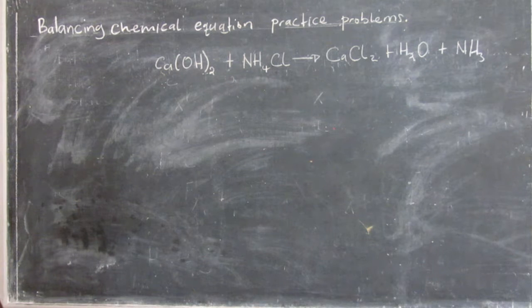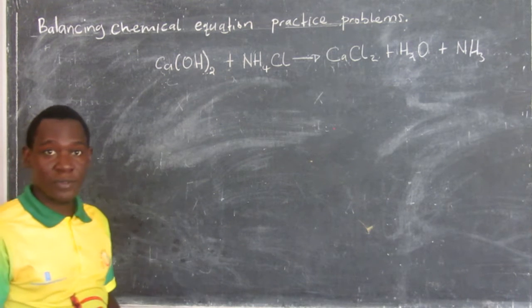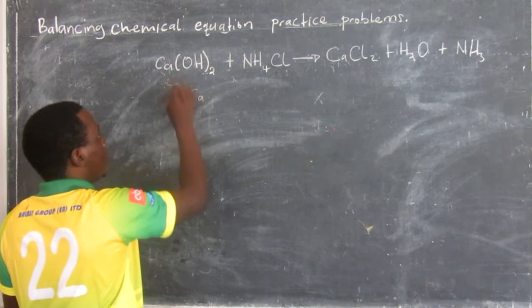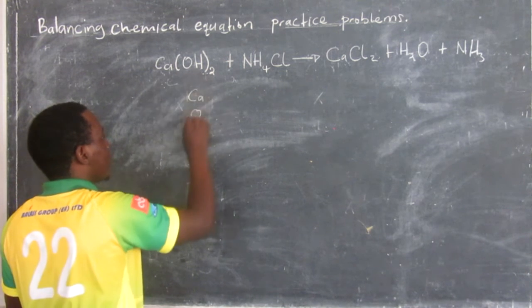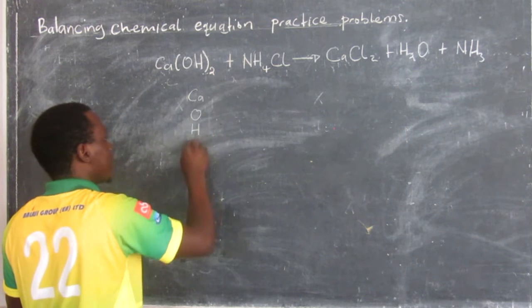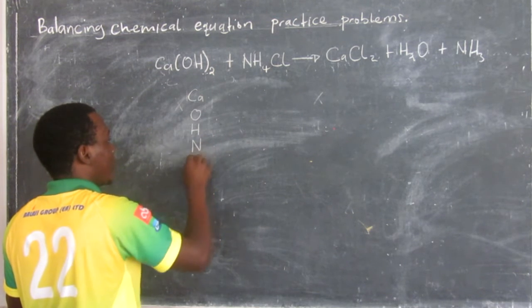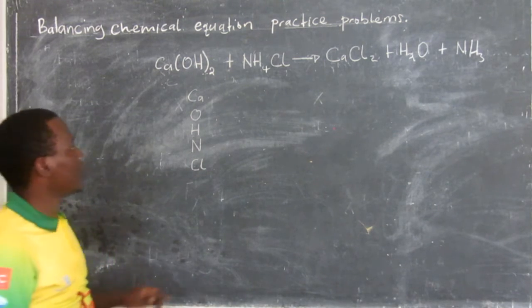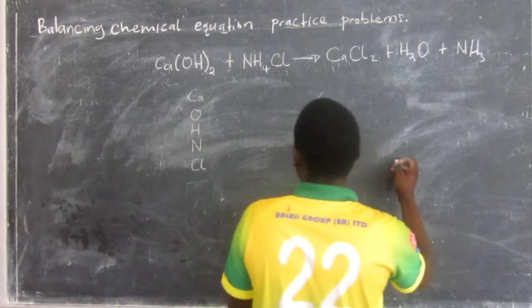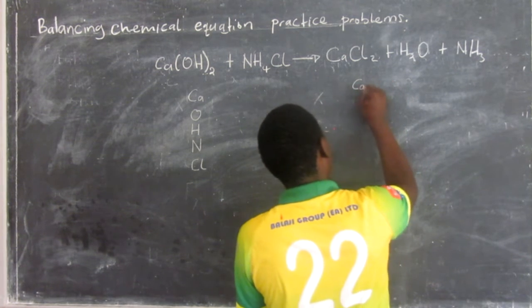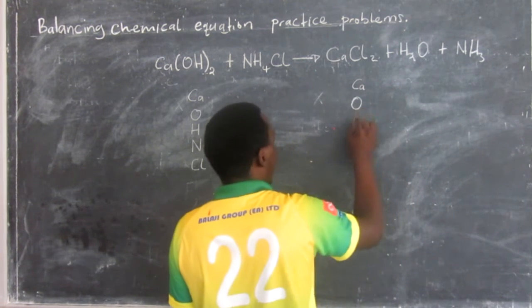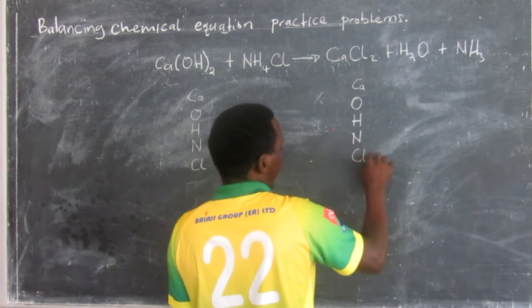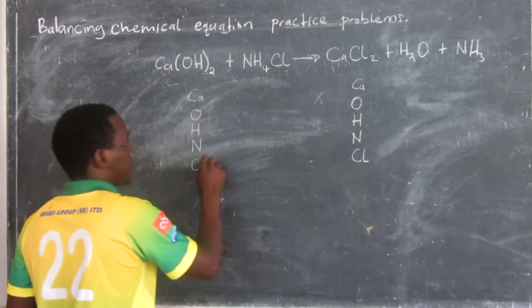Let me start by writing the number of atoms present on both sides. In this case, we have calcium, we have oxygen, we have hydrogen, we have nitrogen, and we have Cl. These elements also appear on this side, which is calcium, oxygen, hydrogen, nitrogen, and also chlorine.